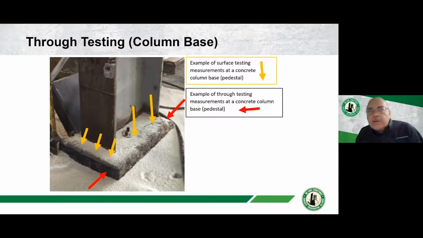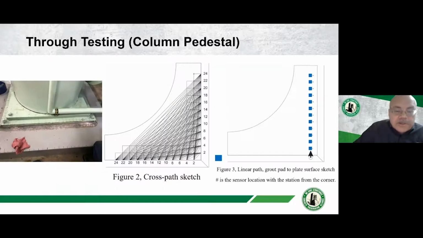We touched on that earlier with the honeycombing and cold joint discussion, but the yellow arrows would be where the sensor in the gun would get information on this column base. Whereas the red arrows, now we've got the energy on one end of it and our single sensor on the other end of it, and we're testing through the base of this column. And then we would move 6 or 12 inches further in, do it again. So we're getting the through testing measurements for this particular piece of concrete.